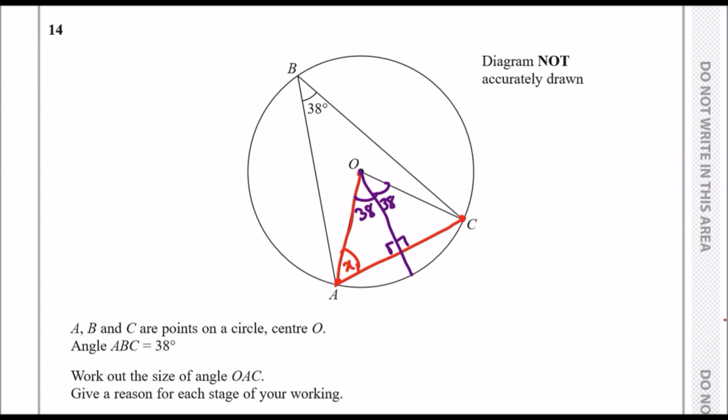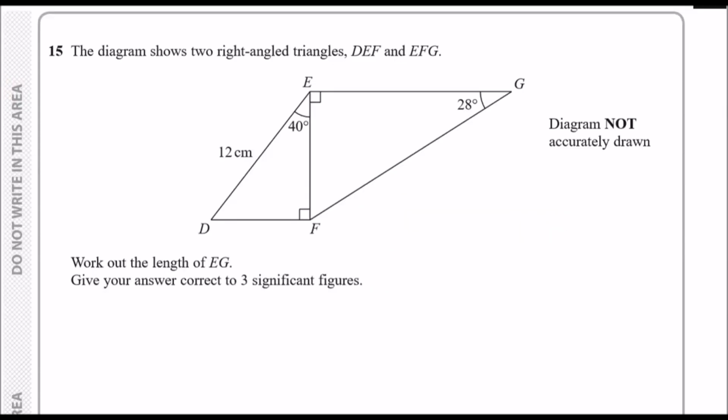And now this is straightforward. X is essentially part of a right angle triangle. So you got 90 here, you got 38, and all of this adds up to 180. So that means X must be 52 degrees. And that's it, guys.